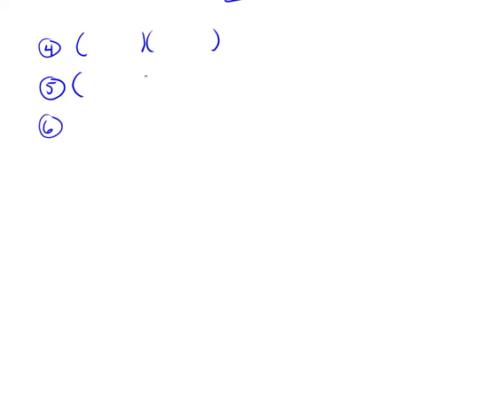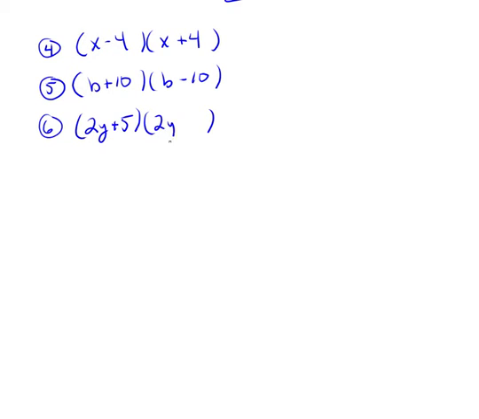So we'll set up our binomials being multiplied together. So x minus 4 times the quantity x plus 4. B plus 10 times the quantity b minus 10, 2y plus 5 times the quantity 2y minus 5. So why don't you go ahead and pause, practice a few of these, and come back and see if our answers match.